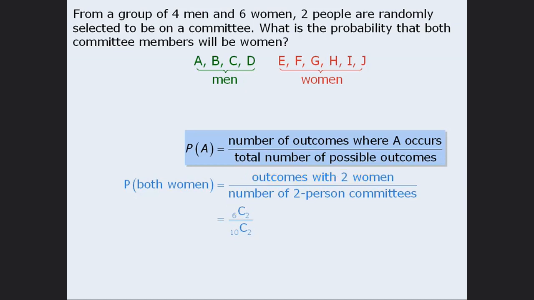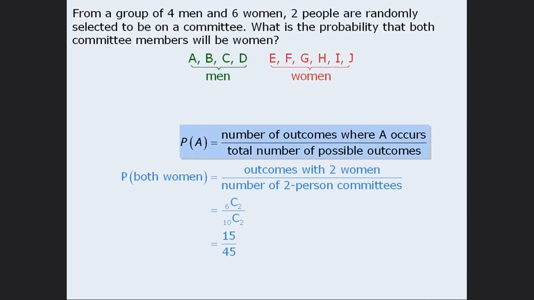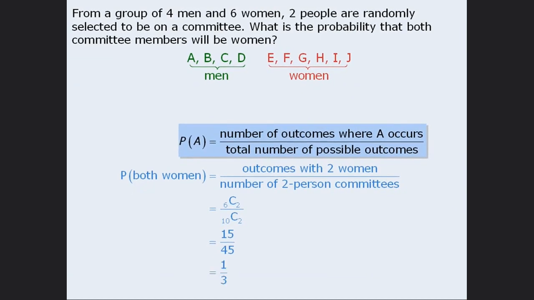When we evaluate the 2 combinations, we get 15 over 45, which simplifies to 1/3. So the probability is 1/3 that the 2 selected people will both be women. Now in this instance, we used the basic probability formula and some counting techniques to solve the question.